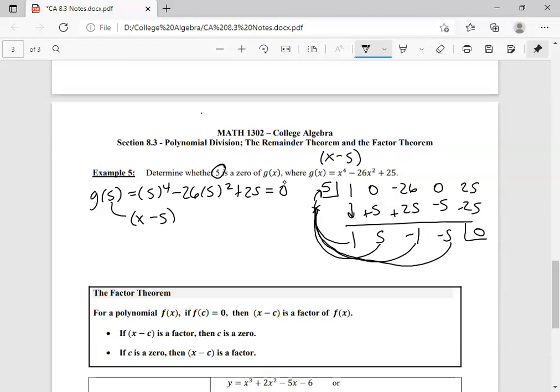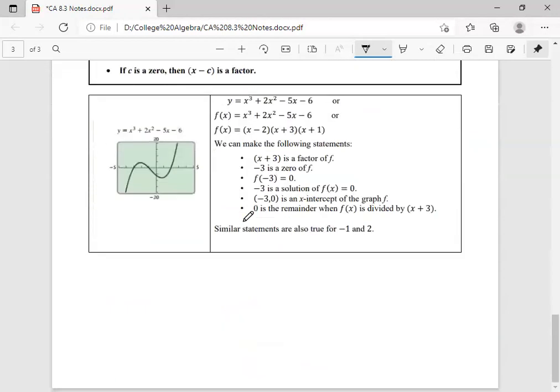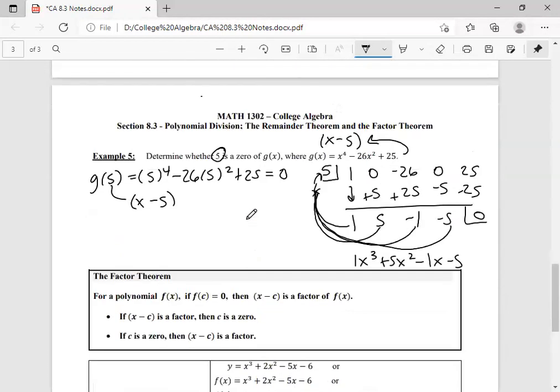If I were to write the answer for this, I started with an x to the 4th. So this would be 1x to the 3rd plus 5x squared minus 1x minus 5. When you divide this by x minus 5. Okay. Not bad, right?